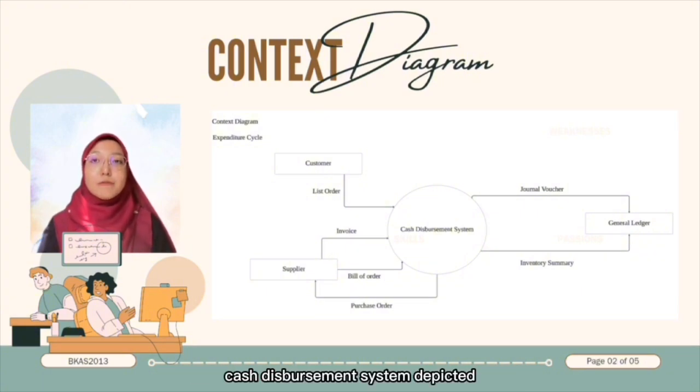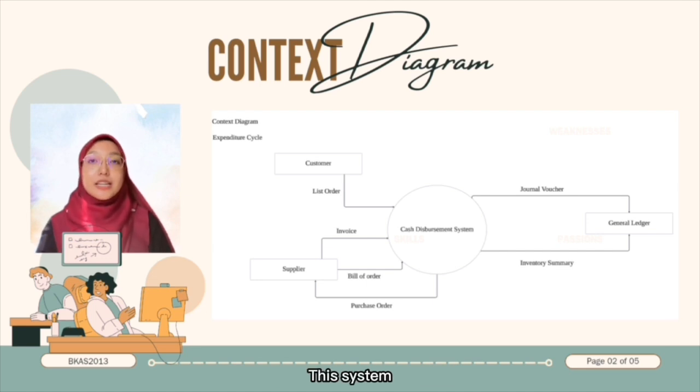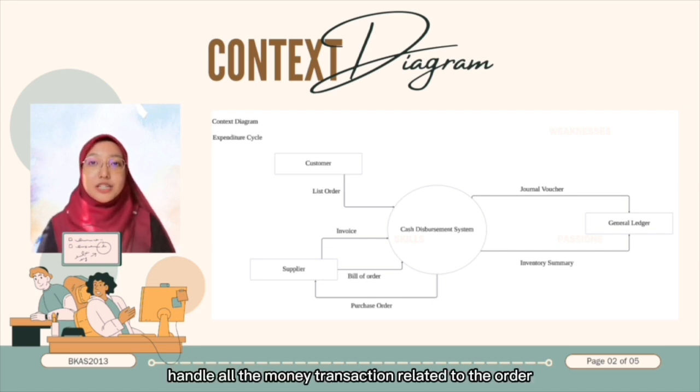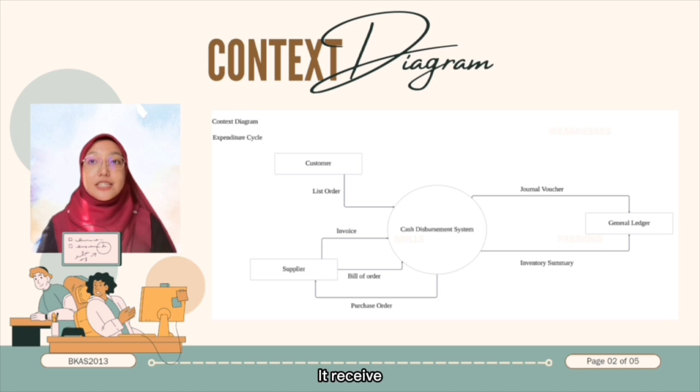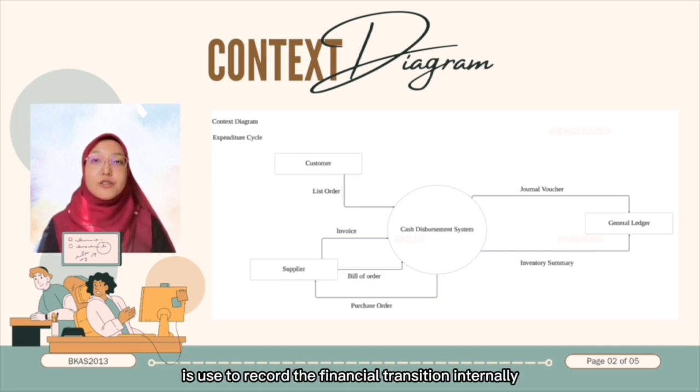The cash disbursement system is depicted in the center of the diagram. This system handles all the money transactions related to the order. It receives the purchase order and the invoice from the supplier. Additionally, it creates an inventory summary to keep track of all items ordered and received. Journal voucher is used to record the financial transaction internally. Finally, we have the external entity, which is general ledger. The general ledger acts like a comprehensive book that keeps all financial transactions accurate and up to date.